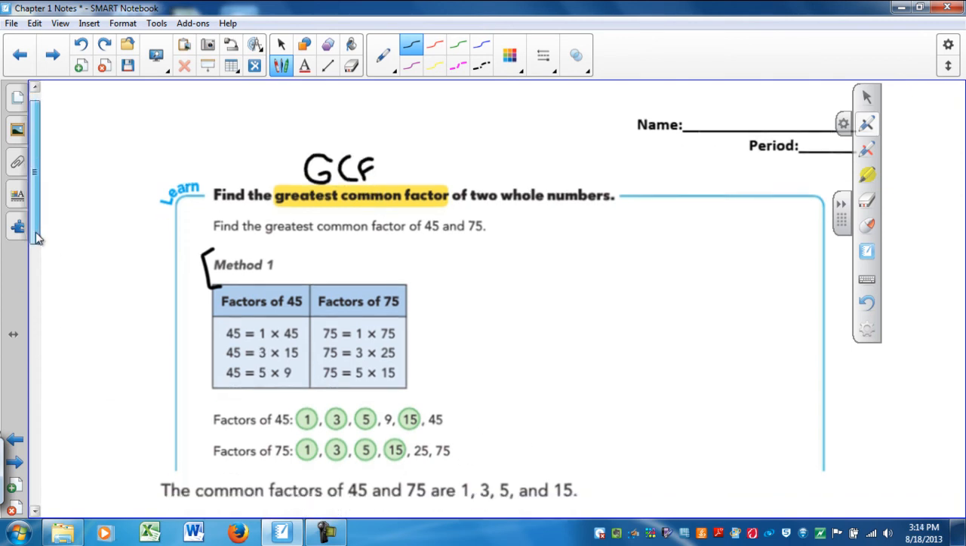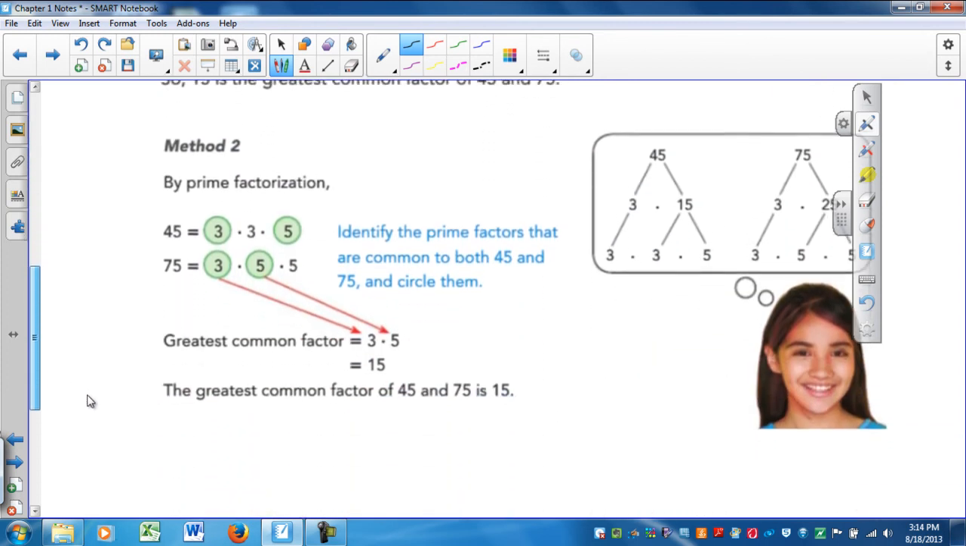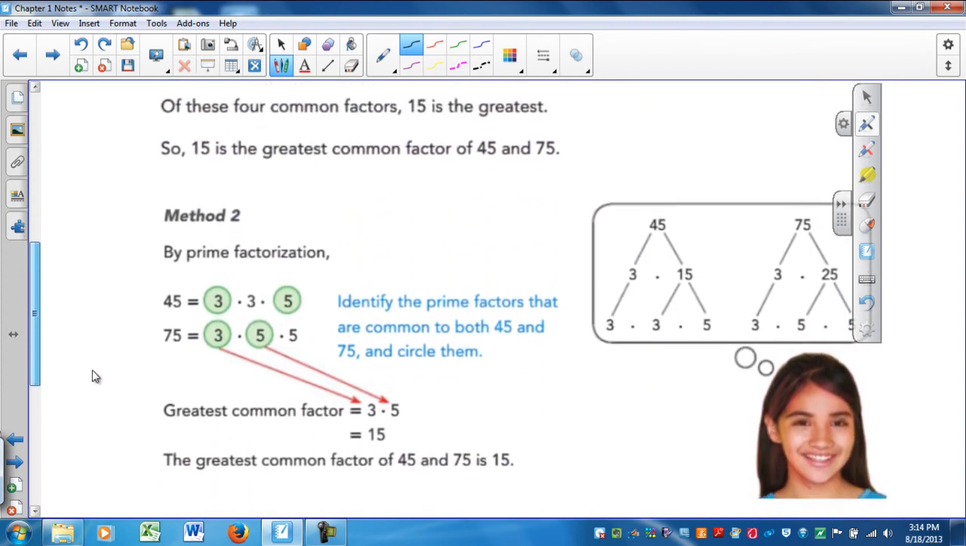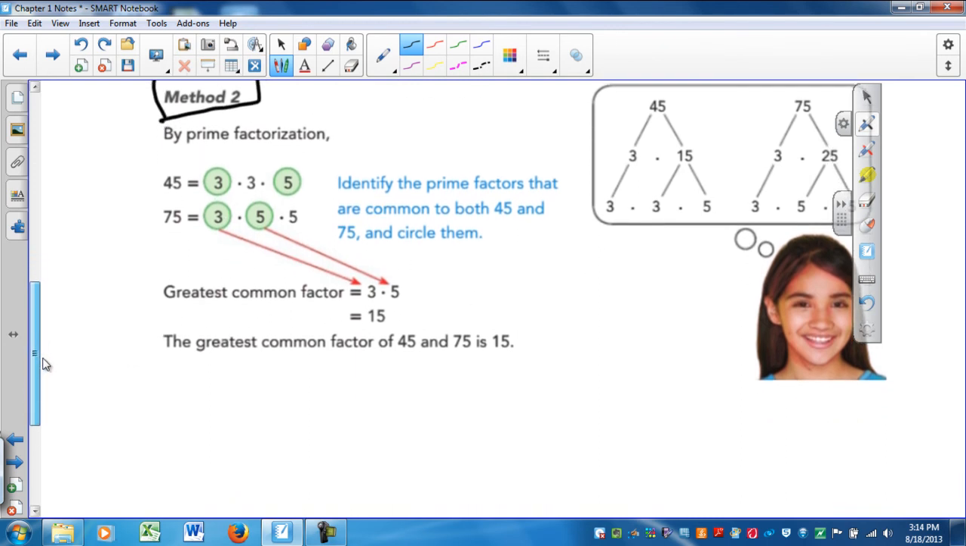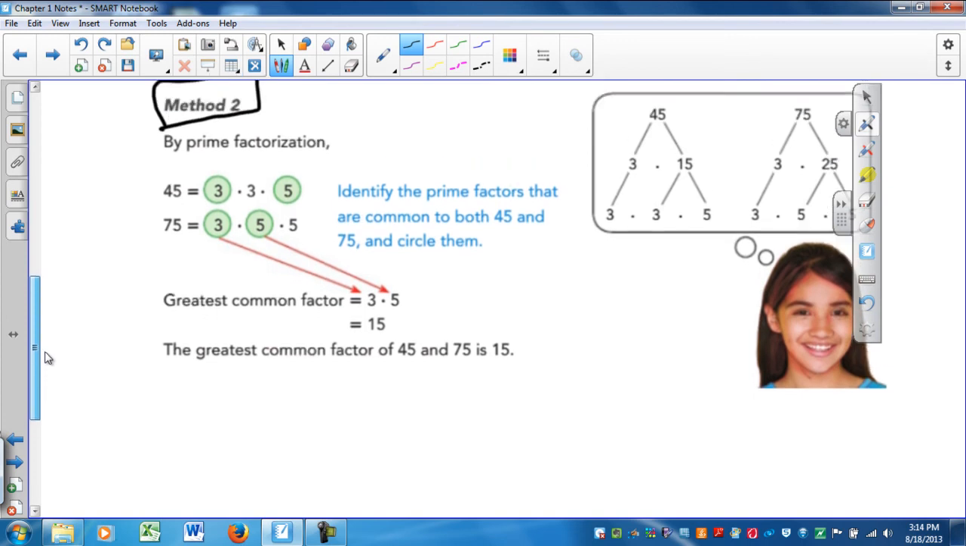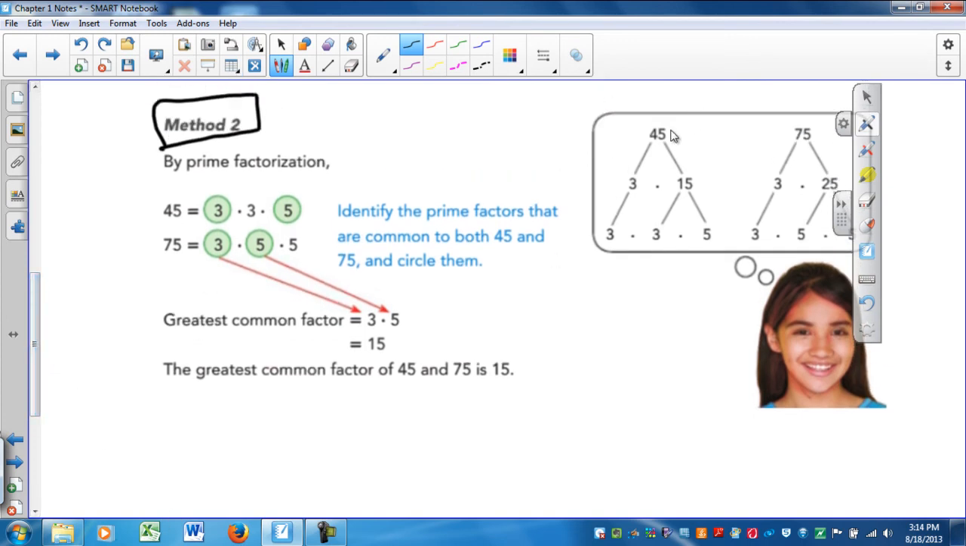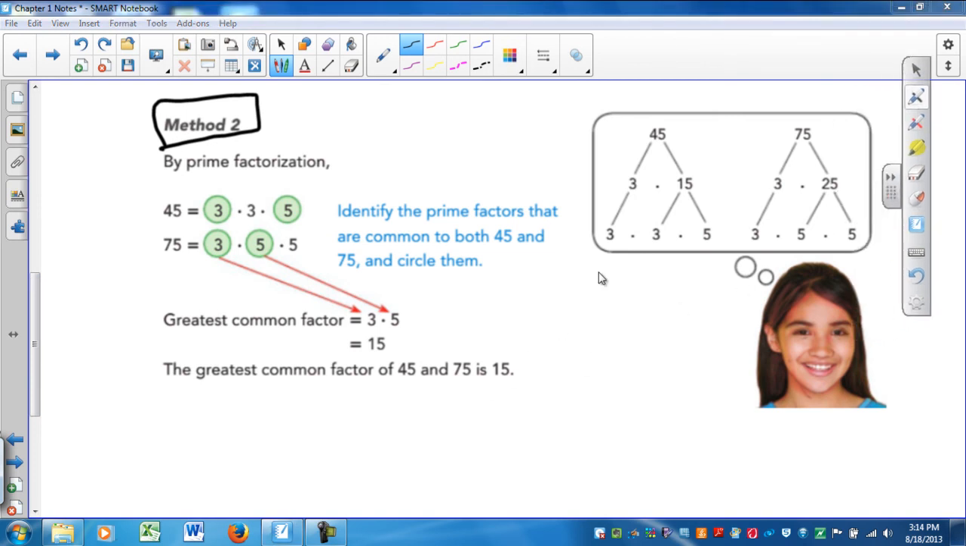Now let's go down to the second method, which is what I was talking about. This is the method you're going to use about 99% of the time. It's easier, trust me. You can see they did the prime factorization for 45 and 75. This is using the prime factorization method.